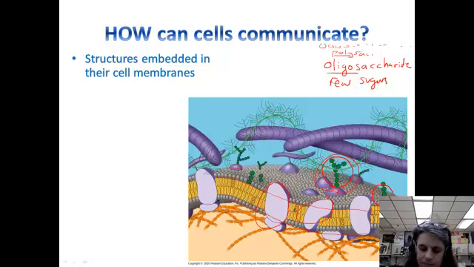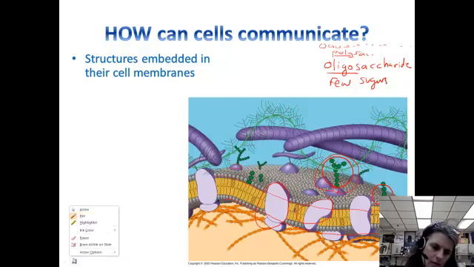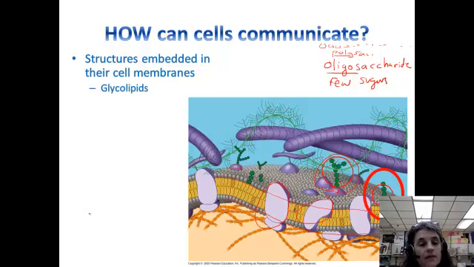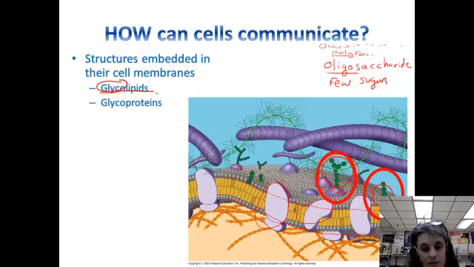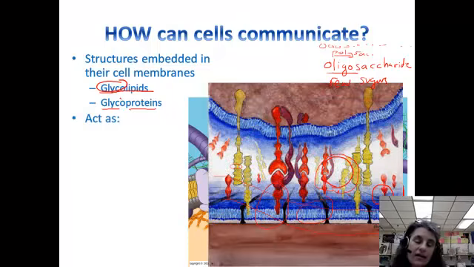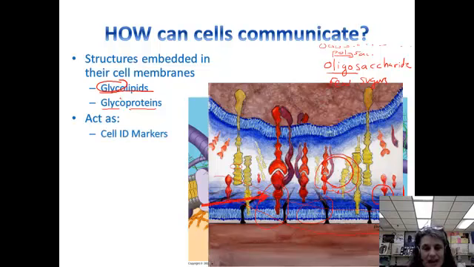If you'll remember those terms that we use to describe those kinds of structures, glycolipids. Glyco means carbohydrate, and of course lipid means it's attached to a lipid. Glycoprotein means the carbohydrate is attached to a protein. Bottom line is these things act as two things: cell identification markers. Let me orient you in this picture. Here is a cell membrane, and sticking out of it is this thing, which is a cell ID marker.